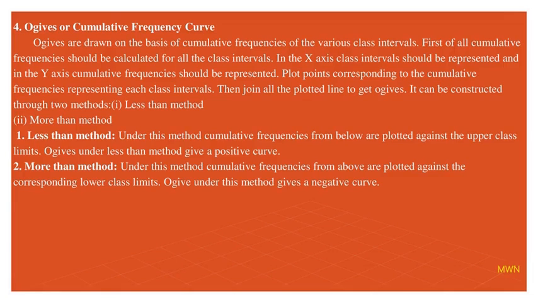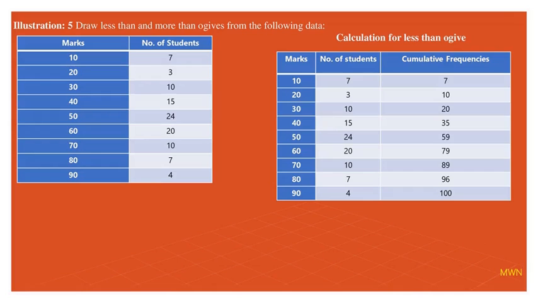Then ogives, or cumulative frequency curve. In this case, cumulative frequency should be calculated and the curve should be drawn. There are two methods, less than method and more than method. That can be studied with the help of an illustration. So cumulative frequency should be taken. Lowest to highest: 7, then 7 plus 3 is 10, then 10 plus 10 is 20, 20 plus 15 is 35, like that.